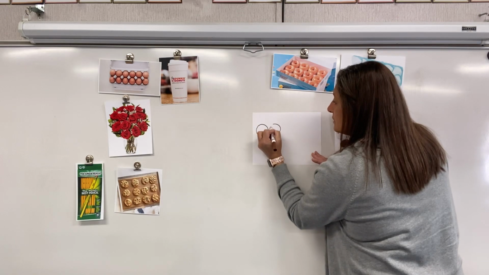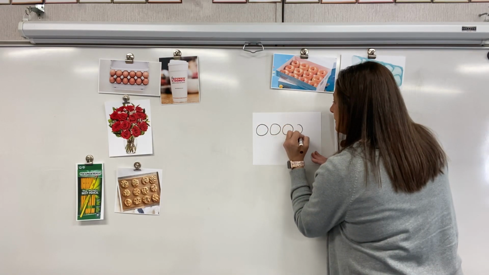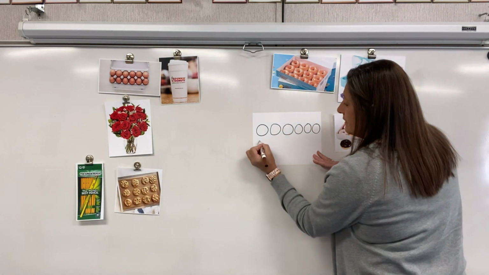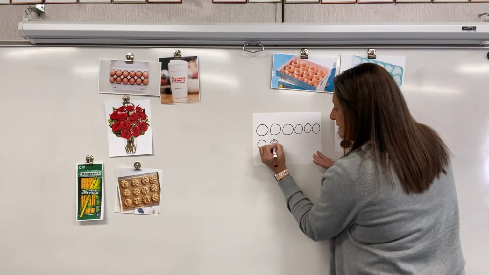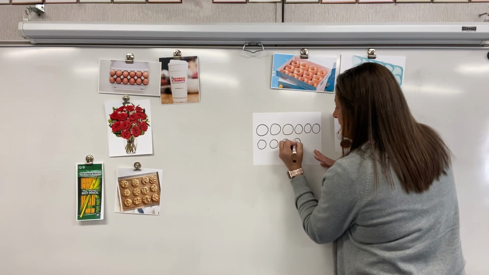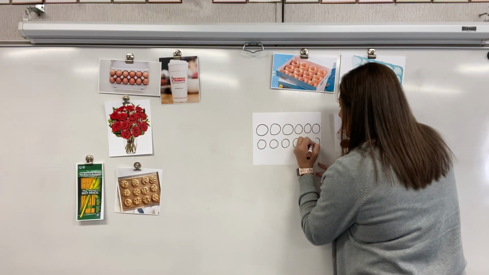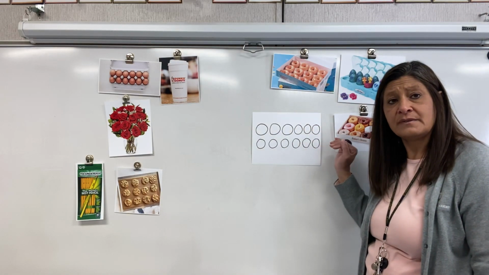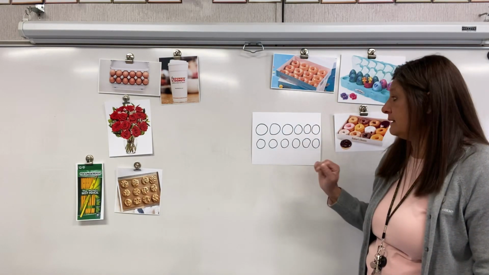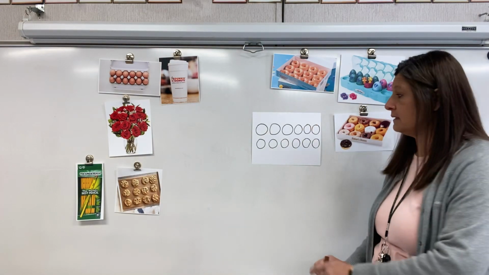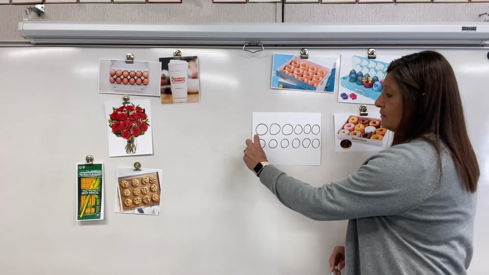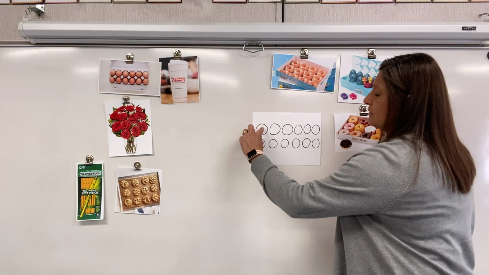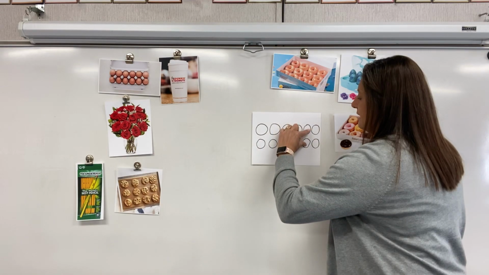1, 2, 3, 4, 5, 6, 7, 8, 9, 10, 11, 12. So now I have 2 rows of 6. I can also count by 2s. I have 6 rows of 2, 6 columns of 2. So let's do 2, 4, 6, 8, 10, 12.